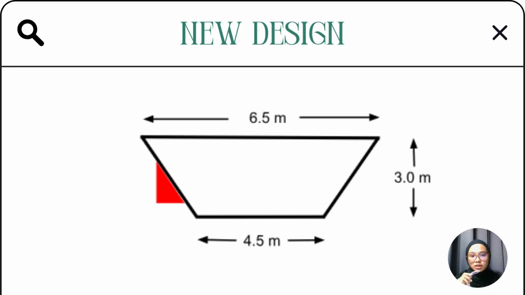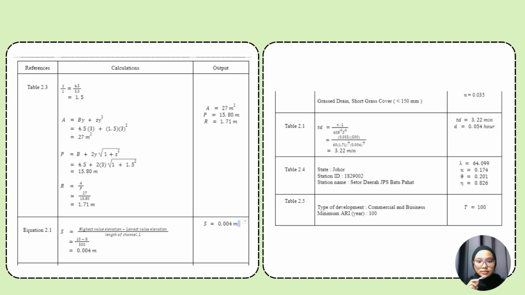This is the new design for the drainage from BHP to McDonald. We increase the length for T and Y. For T, 6.5 meters, Y 3 meters, and B is 4.5 meters. We have to find the new area, new wetted perimeter, and new radius. Our new values are A equal to 27 square meters, P is 15.8 meters, and R is 1.71 meters.